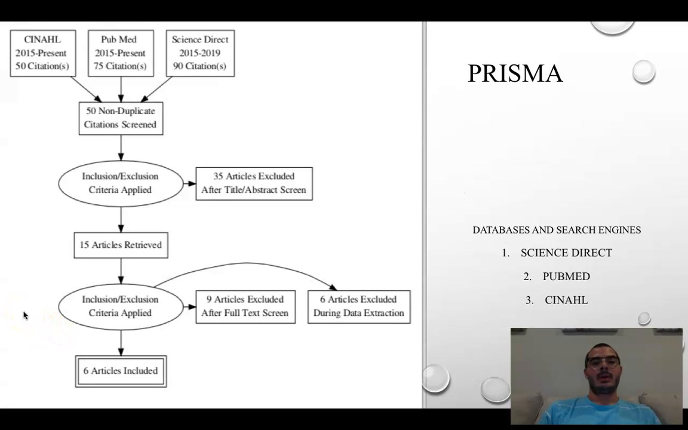This is my PRISMA, kind of how I got the articles that I used for my research. As inclusion and exclusion criteria were applied, here is a breakdown of how I narrowed down to the most significant articles. In the end, there were 6 articles that were really significant to all the criteria that I needed, and then some other ones that pertain to certain aspects or just supported evidence.